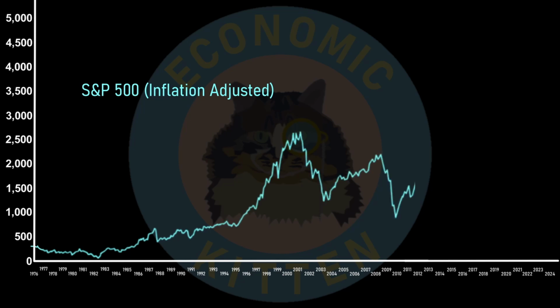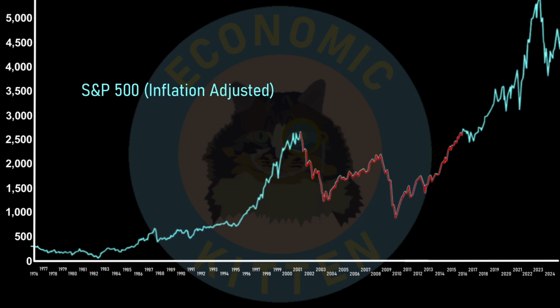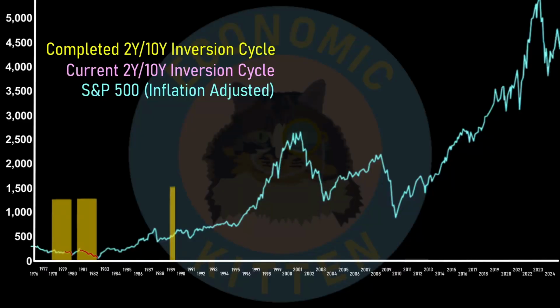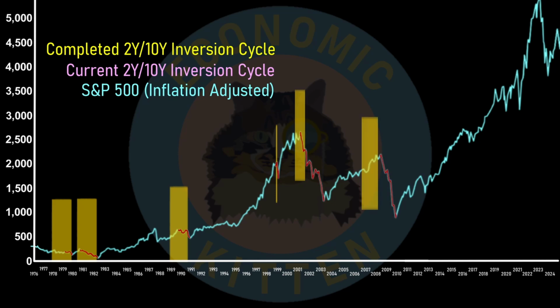Interesting to note, as an example, investing at the market peak in 2000 would mean you wouldn't get a positive real return for 15 years. Anyway, when we drop our inverted yield curve cycles on the chart, we can see that after the yellow inversion cycles, there is a fall in the stock market, shown in red.